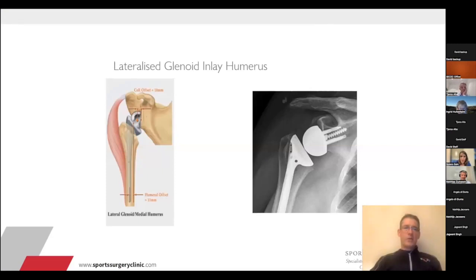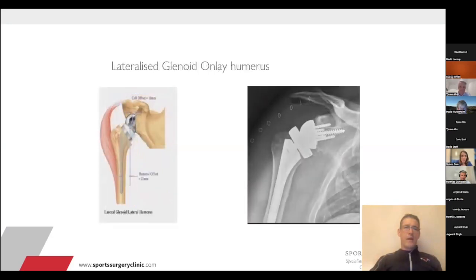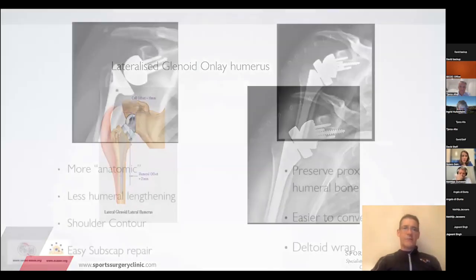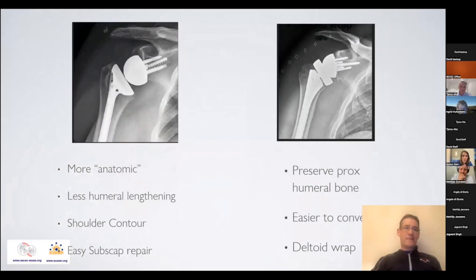And the humeral component can be either an inlay type device in this case, or an onlay device, which leads to greater lateralization. Advantages of the inlay device are that it's more anatomical, you get less humeral lengthening, improved shoulder contour, and generally it's easier to repair the subscapularis. The advantages of the onlay technique is it preserves proximal humeral bone, possibly easier to convert, and improve deltoid wrap.